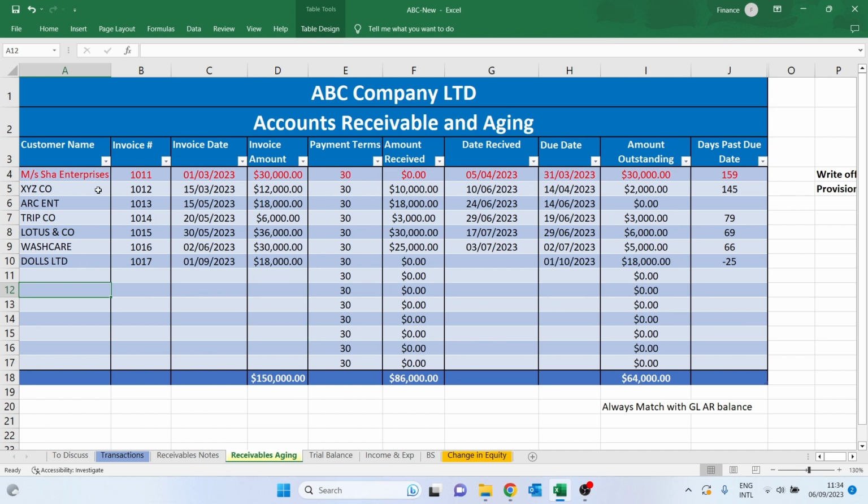Now here you can see the customer name, invoice numbers, invoice value, and the payment terms in days, meaning how many days we are giving credit to the customers. Then the amounts we have received from the customers, the date of that receipt, and the due date of the concerned invoice. The due date will be the invoice date plus the payment terms we have agreed with the customer, and then the balance amount outstanding from that customer receivable.